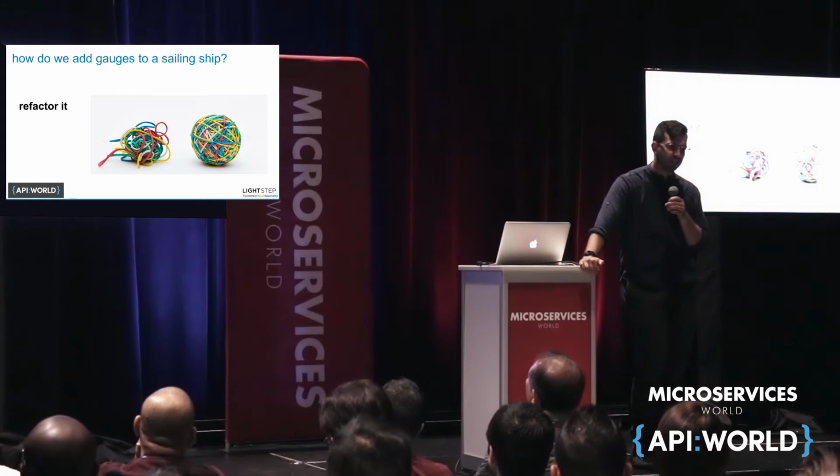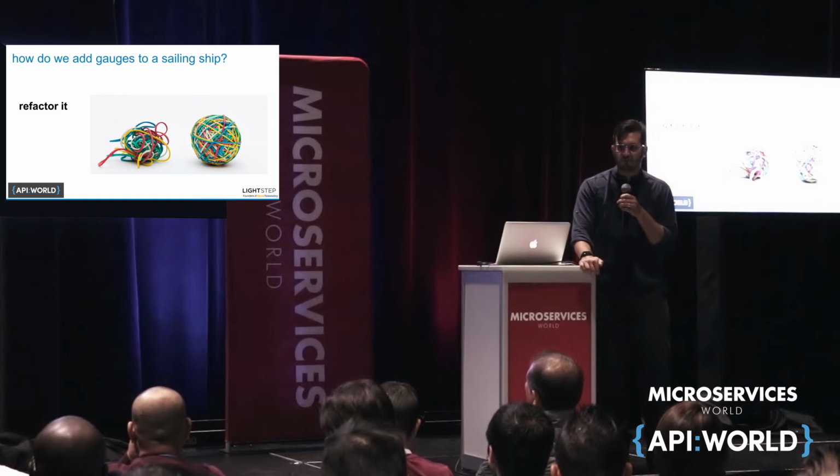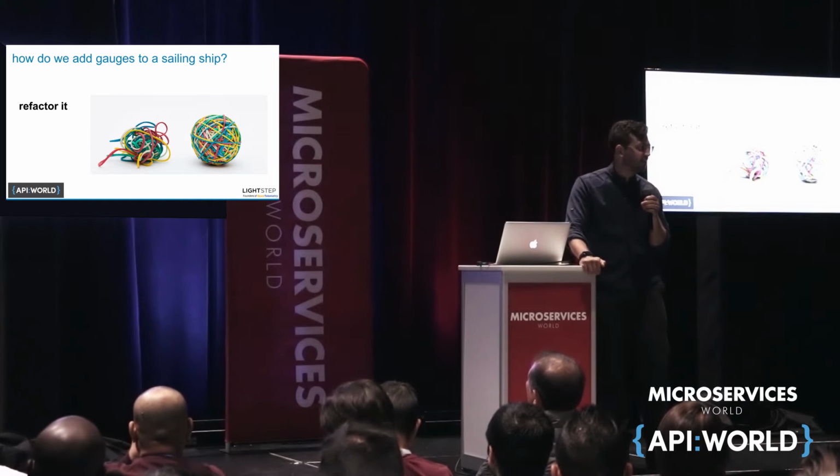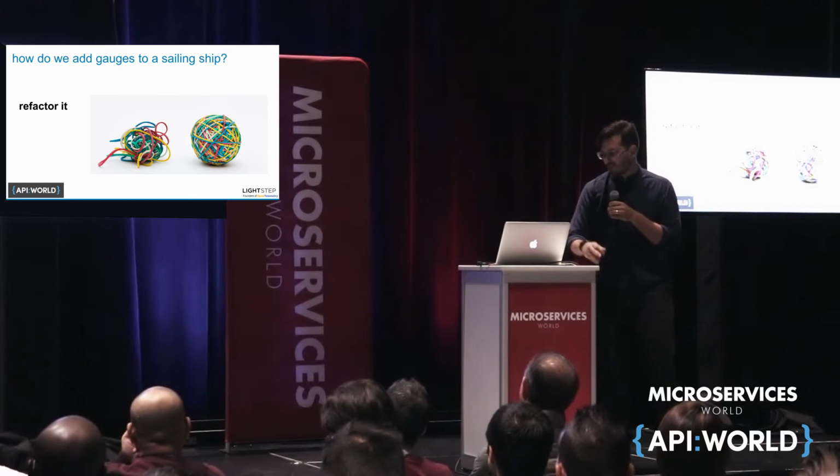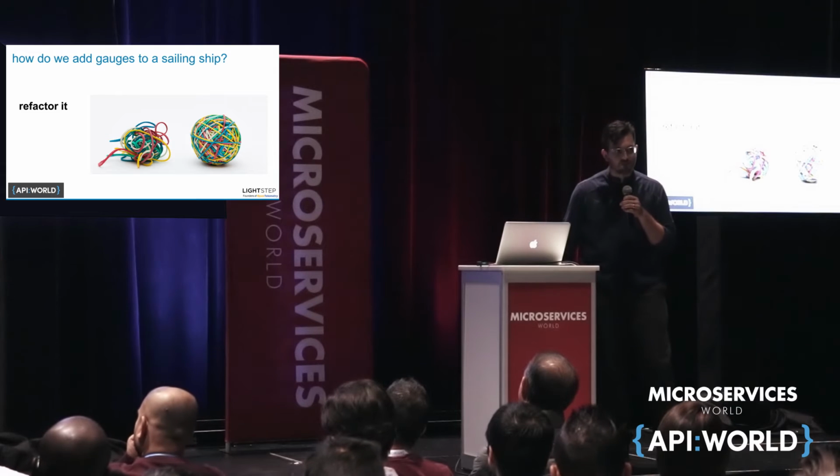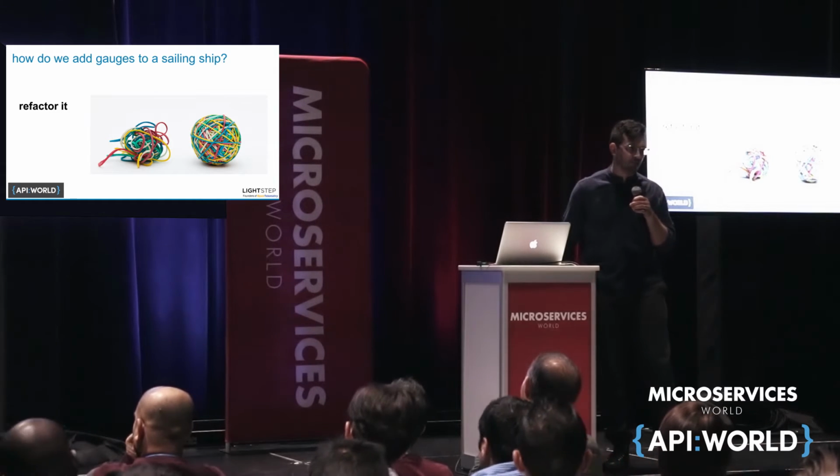How do we fix problems in services that exist? We refactor it. We go read Martin Fowler's books. We spend time on the website. And we can use those same refactoring tools that we use to fix software to fix observability problems.